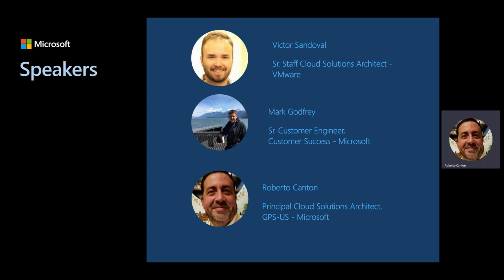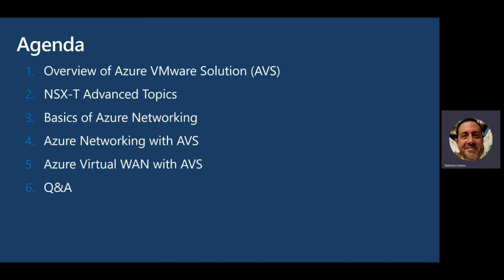So from an agenda perspective, we're first going to go over an overview of Azure VMware Solution. Then we're going to kick it off to Victor so he can talk to us about the NSX-T networking inside of AVS and some advanced topics in that area. Then I am going to show you a little bit of the basics of Azure networking for those of you that are not fully familiar with Azure yet. Then we're going to couple that with Azure networking with AVS.